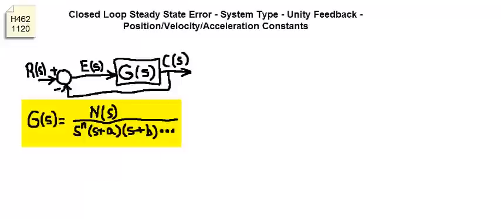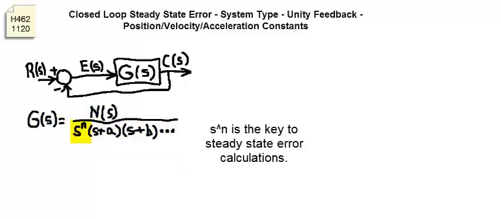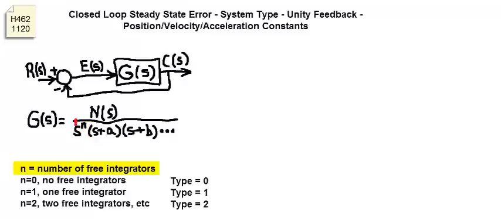Standard open-loop transfer function has some numerator and some denominator in factored form, where s to the n power is the key to steady-state error calculations. N is the number of free integrators.